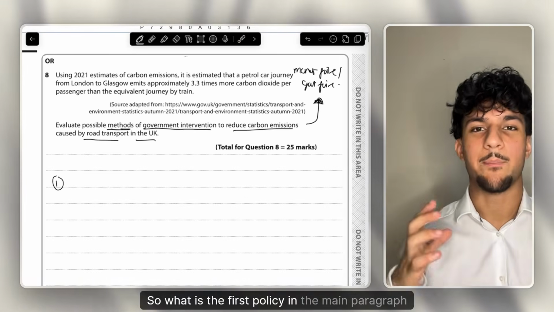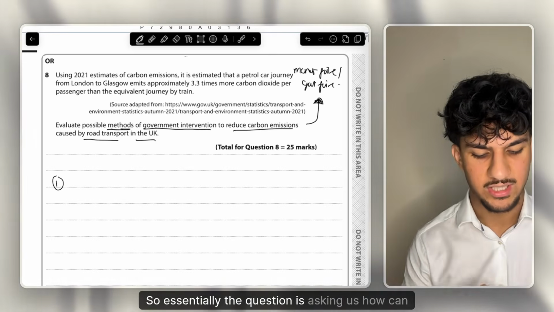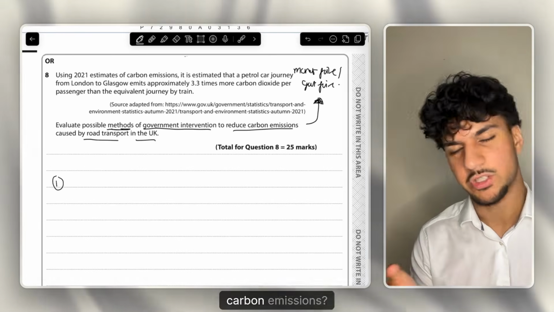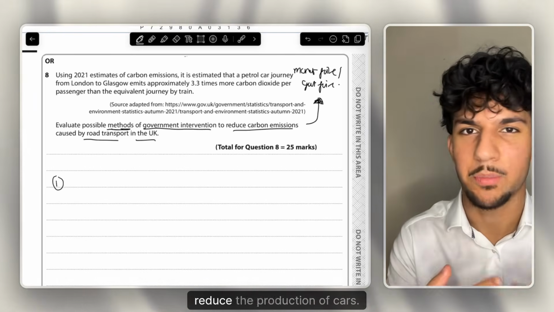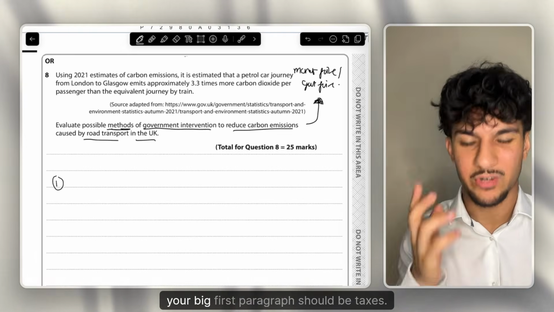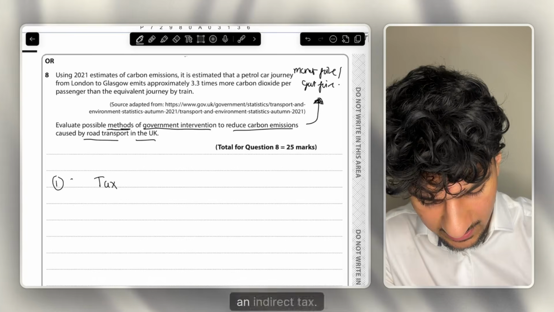So what is the first policy in the main paragraph I believe you should write? Essentially the question is asking us, how can the government reduce the production of carbon emissions? So one of the ways we're going to do that is reduce the production of cars. What is a big way we can do that? Using prices, and your big first paragraph should be taxes, and if you want to be more specific, an indirect tax.